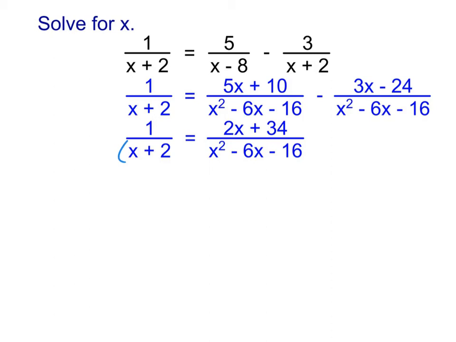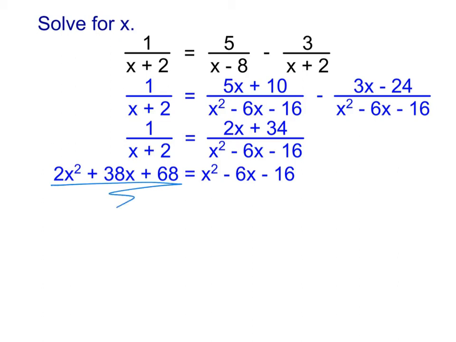So you're going to be multiplying the x plus 2 times 2x plus 34, which means you've got to multiply everything in that first parenthesis by everything in the second parenthesis, and then combine like terms. When you do that for that particular one, you end up with 2x squared plus 38x plus 68. Of course, the other cross multiplication, doing 1 times x squared minus 6x minus 16, that one's easy because we're just multiplying it by 1, which therefore means it stays the same.